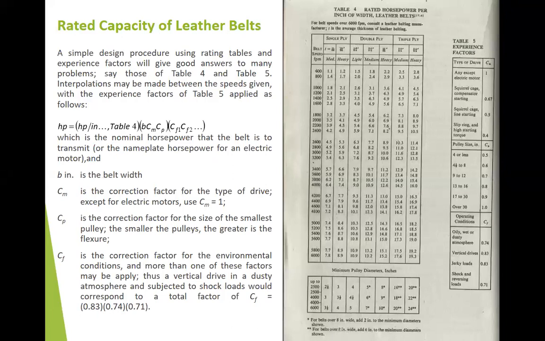Next, the rated capacity of leather belts. So, pag mag-base ka sa catalog, for sure, ito yung sample noon. Ito rin yung ngayon, meron pa rin ganitong mga format without using that belt equation. A simple design procedure using rating tables and experience factors will give good answers to many problems, say those of table 4 and table 5. Like the table 4 is the rated horsepower per inch width of leather belts. Meron tayong single ply, double ply, triple ply, meron sa mga thickness for light, medium, and heavy. Belt speed andito. Andito yung factor mo. Yung rated horsepower per inch. Suppose, minimum pulley diameter andito. Factors, andito may mga factors na pag-aaralan mamaya.